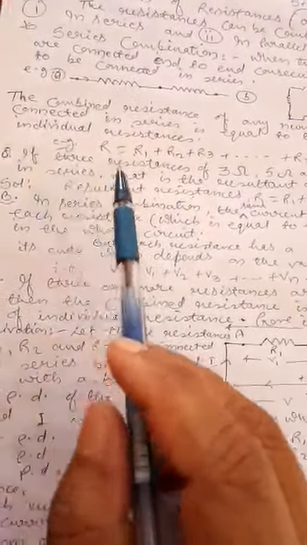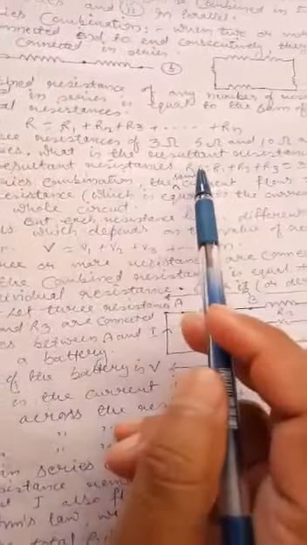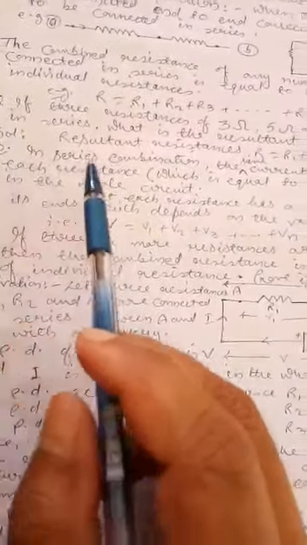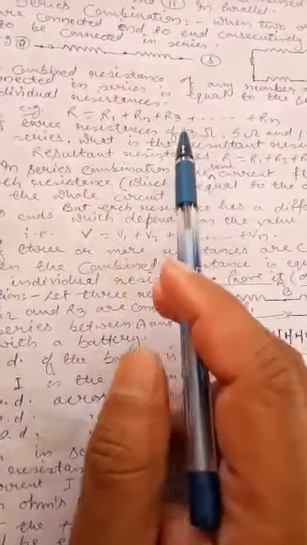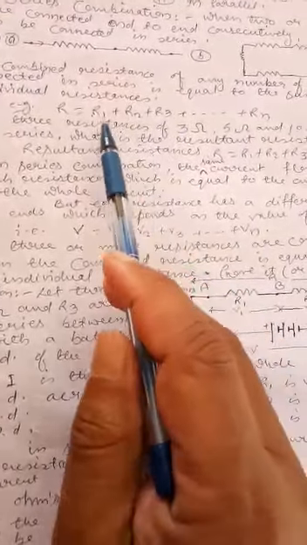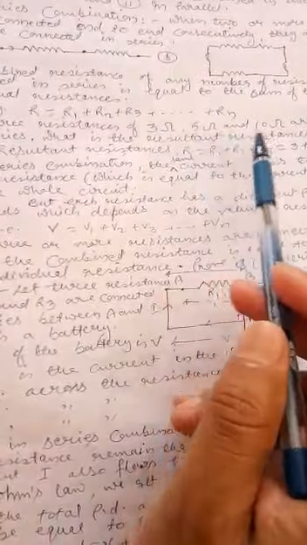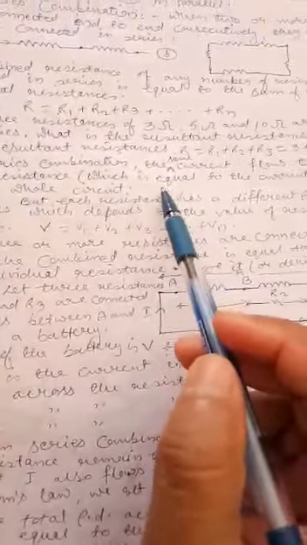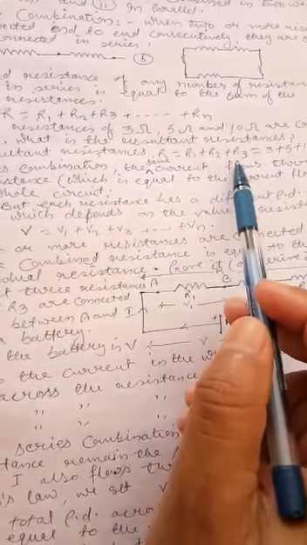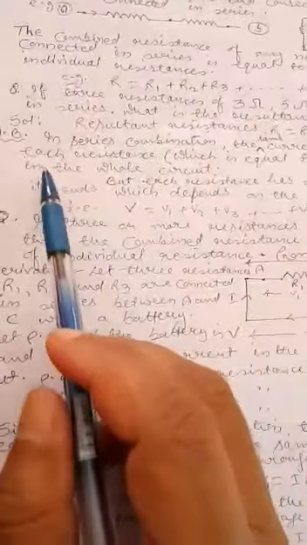Dear students, let me take one question. If three resistances of 3 ohm, 5 ohm and 10 ohm are connected in series, what is the resultant resistance? I have just told you that the resultant resistance is equal to the sum of the individual resistances. So the resultant resistance R is equal to R1 plus R2 plus R3, which is 3 plus 5 plus 10, that is 18 ohm. Like this you can do many questions.